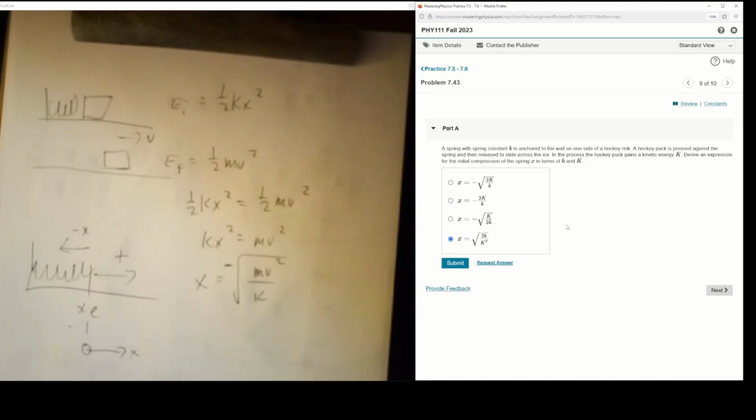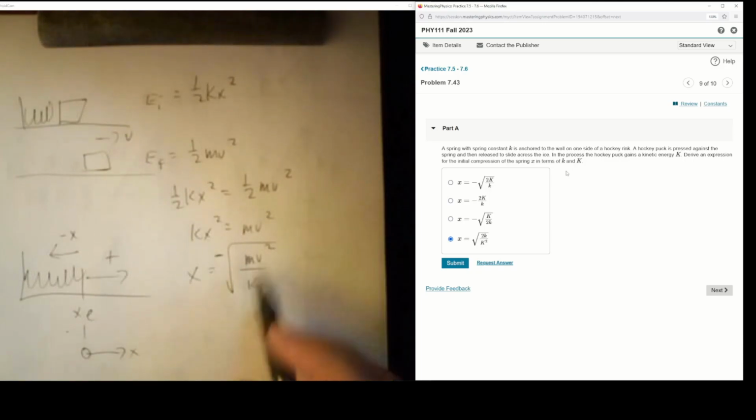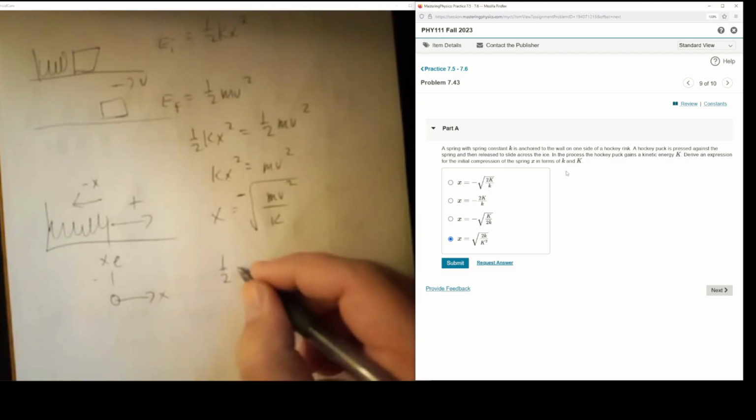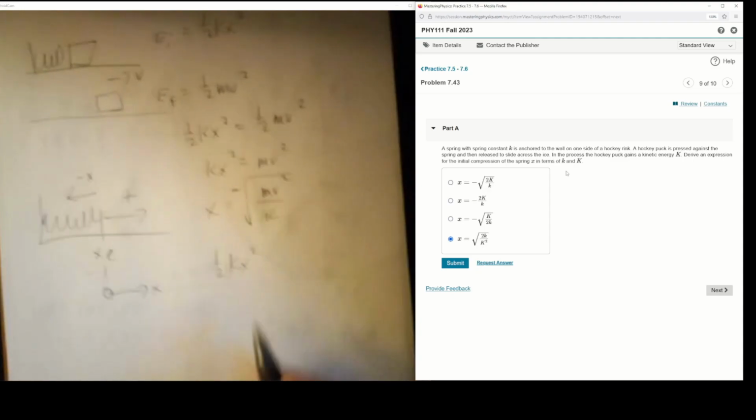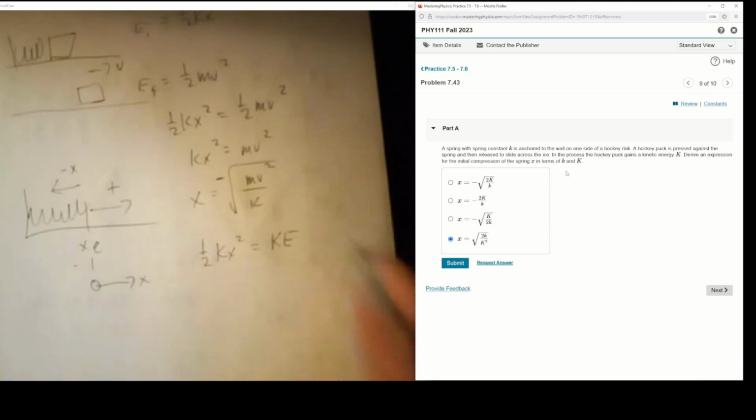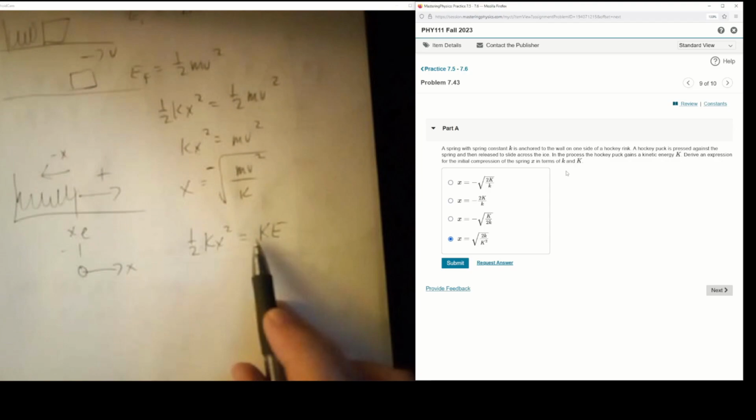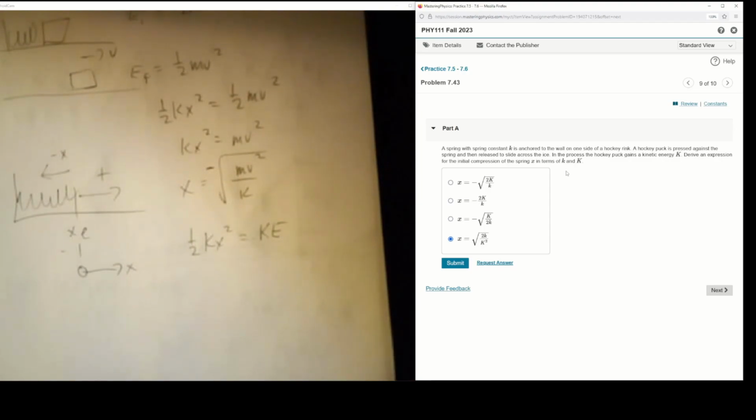And I noticed they wanted this in terms of kinetic energy, which is not what I did here. I just solved it straight up. They want this in terms of kinetic energy, so let me just rewrite this fast. Our initial energy is the spring. They want this in terms of kinetic energy, which means they don't want us to write the 1/2 mv squared there. They just want to say kinetic energy.